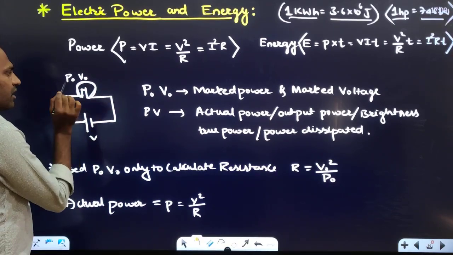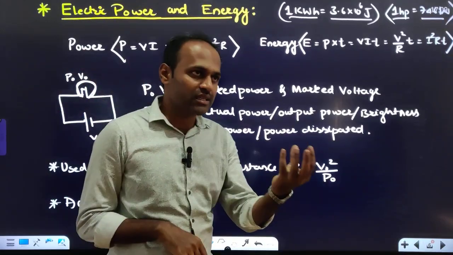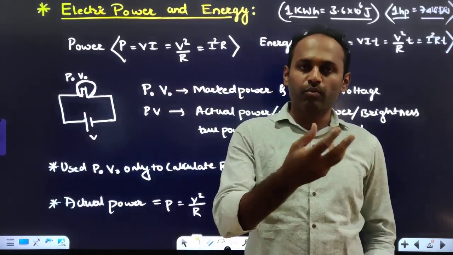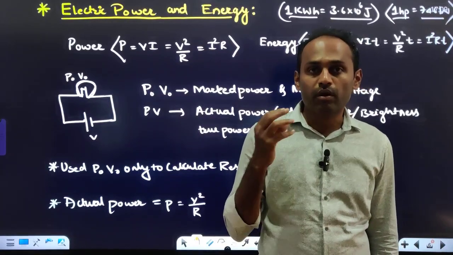See, we have a bulb here. A bulb has marked power and marked voltage. For example, if you go and ask for a bulb in a shop, they will ask you what power of bulb you want. It means they are asking you what power you want.